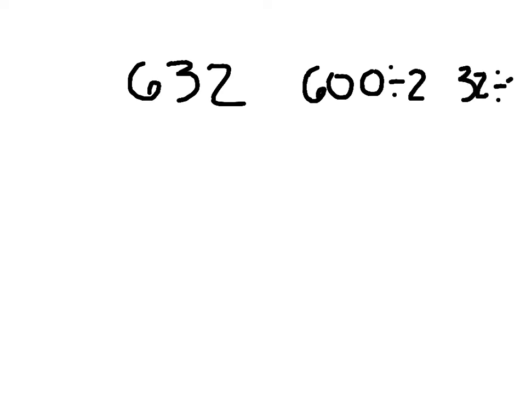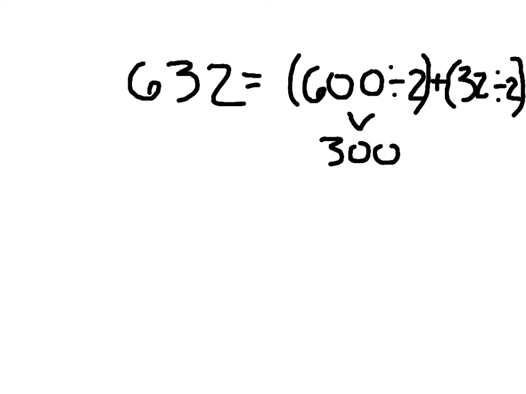If we looked at 632, you'd say, well, let's see. 632 is made up of 600, and then we have 32. 600 divided by 2 is 300. 32 divided by 2 is 16, and if we put those together, 300 and 16 is 316. So 632 divided by 2 is 316.